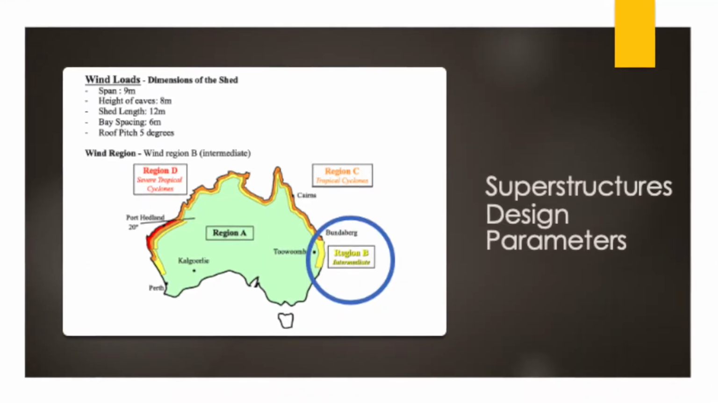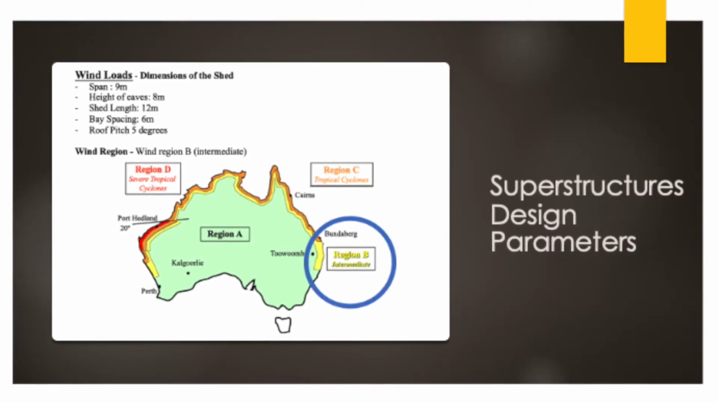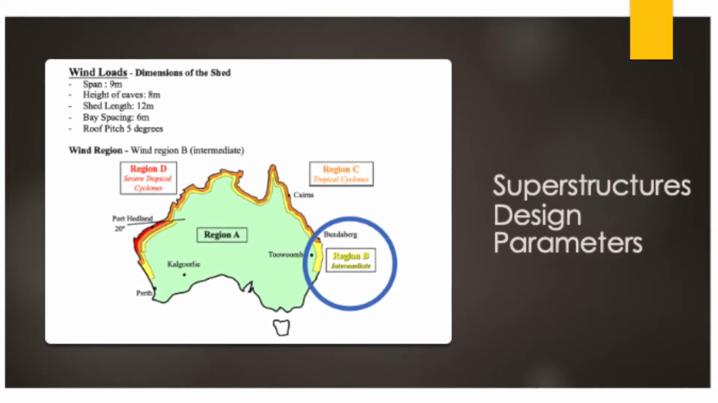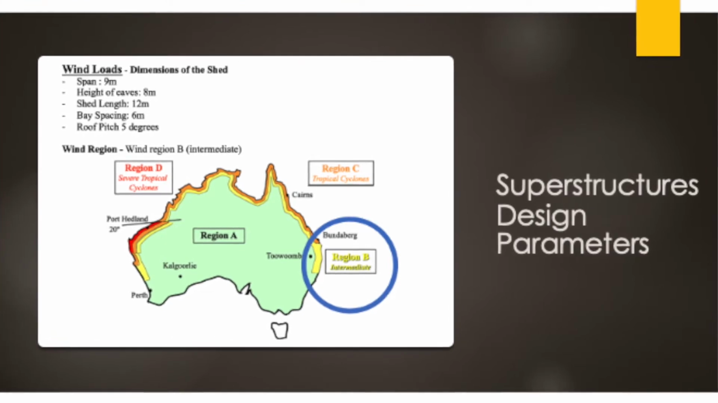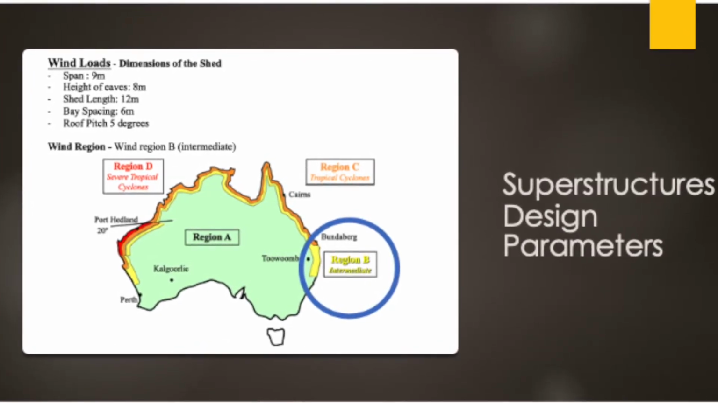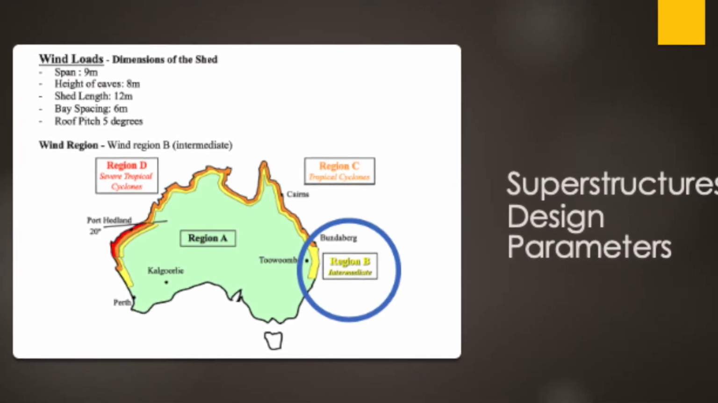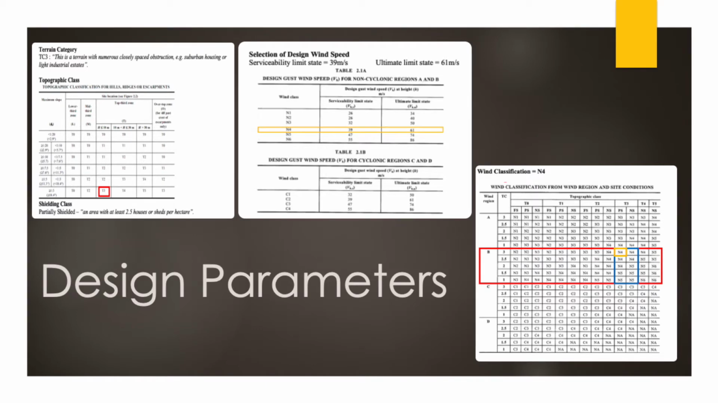This slide shows the superstructure design parameters, the dimensions of the shed and the wind region which was given to us. The span is 9 metres, height of the eaves 8 metres, shed length 12 metres, base spacing 6 metres, roof pitch 5 degrees, and we're in region B, which is intermediate. The rest of the design parameters are shown above.